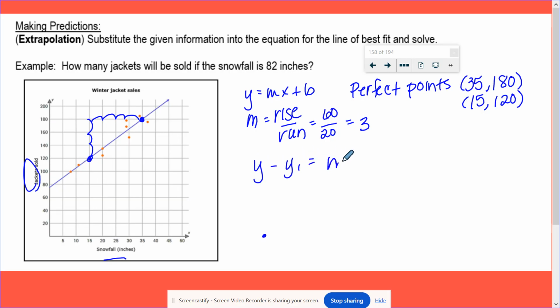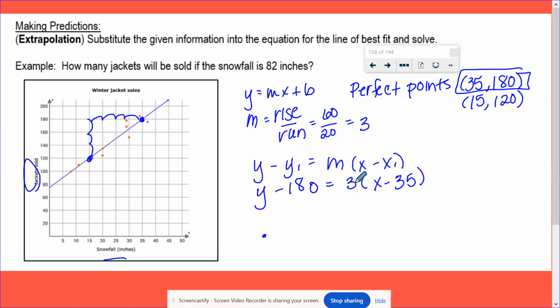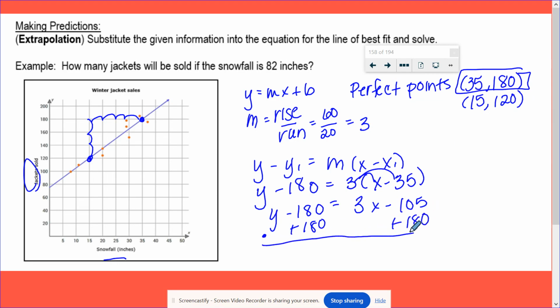Now I'm going to use my point slope formula, and I'm going to pick either point, it doesn't matter which one. So y minus 180 equals 3 times x minus 35. Do my distributing. And bring down my y minus 180. Add 180 to both sides. So y equals 3x plus 75.